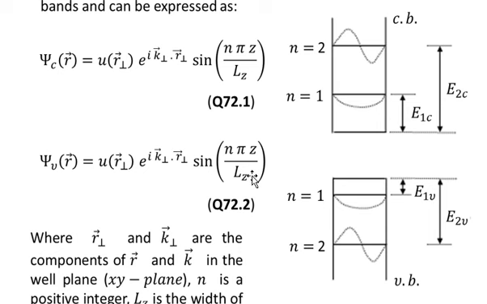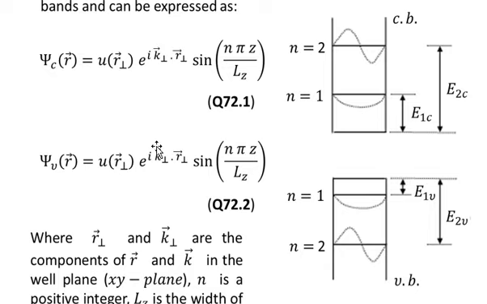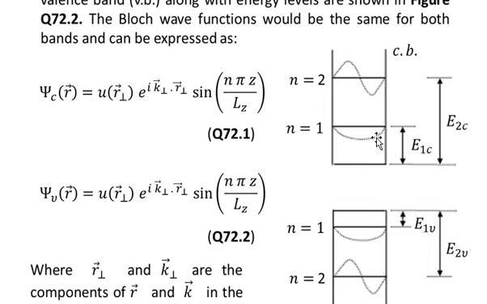So the two wave functions are identical because the quantum well has identical width equal to Lz. And u of r perpendicular is actually the spatial part of the wave function. And e to the power i k perpendicular dot r perpendicular gives you the phase information about the wave functions. Now let me explain these functions.